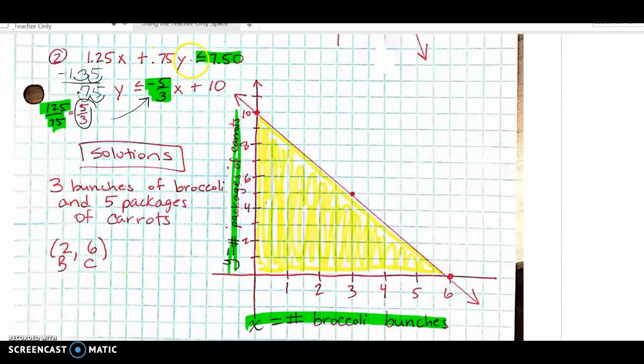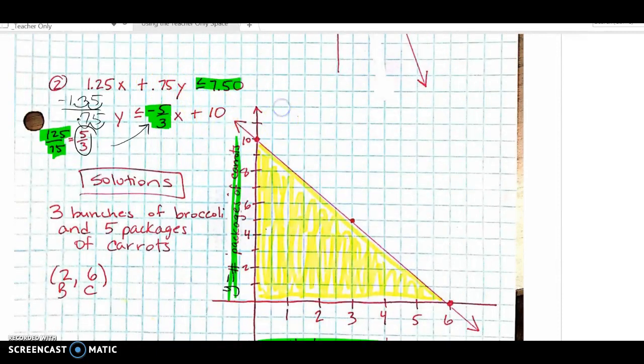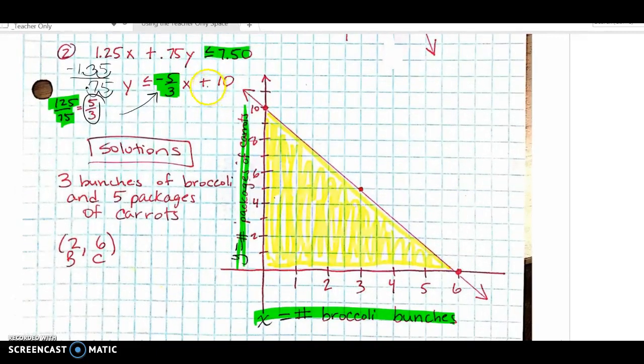7.5 divided by 0.75 is 10, so that was easy to use the calculator for because that gave you a whole number for your y-intercept. So I started at 10 and I went down 5 over 3, down 5 over 3. I used a scale of 1 on the y-axis.